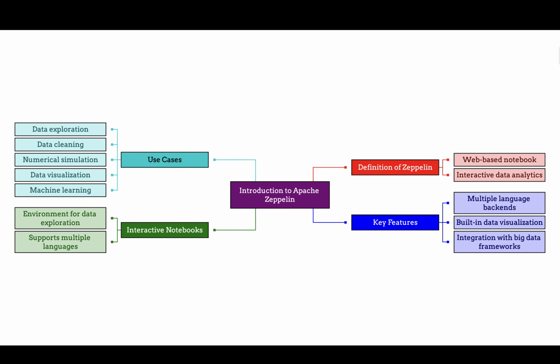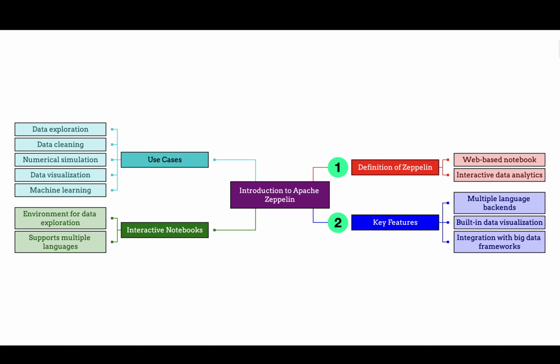Introduction to Apache Zeppelin. 1. Definition of Zeppelin. Apache Zeppelin is a web-based notebook that enables interactive data analytics. It allows data engineers and scientists to create, run, and share data-driven, interactive data analytics and collaborative documents with SQL, code, and visualizations. 2. Key features. Key features include support for multiple language backends, built-in data visualization, and integration with various big data processing frameworks like Apache Spark, Hadoop, and more.